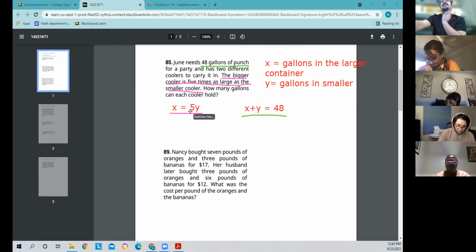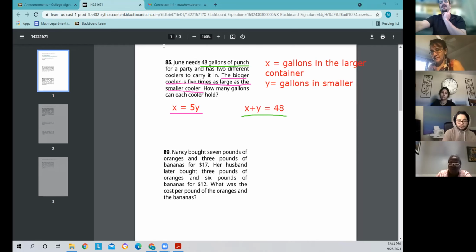And so we know X is 5Y. We know X plus Y equals 48. These things are really kind of set up to lead you one direction. Like the previous one, I feel like was really set up to do the elimination step. This one, I think she said it, but we know X is 5Y and we know X plus Y equals 48. There's really only a substitution. I did it with the substitution.